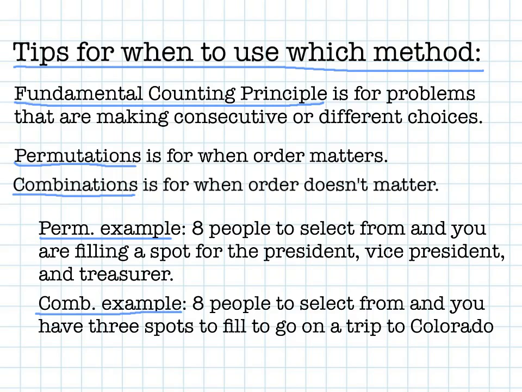A combination example would be if I have 8 people to select from and you have 3 spots to fill to go on a trip to Colorado. So if I pick Sally first, Terry second, and then Jim third, it doesn't matter if Jim got picked first instead, and then Sally, and then Terry, because that's the same. You're still taking the same 3 people. Someone's feelings still might be hurt because they weren't picked first, but that's not really our problem.